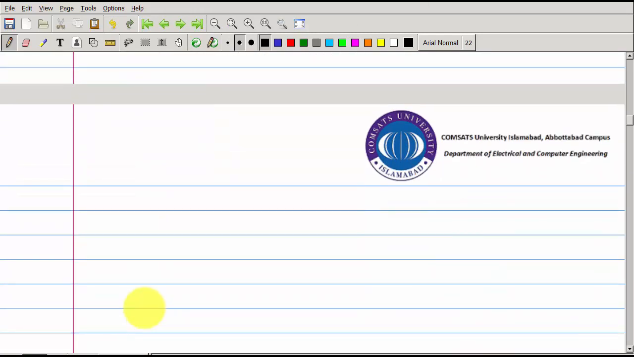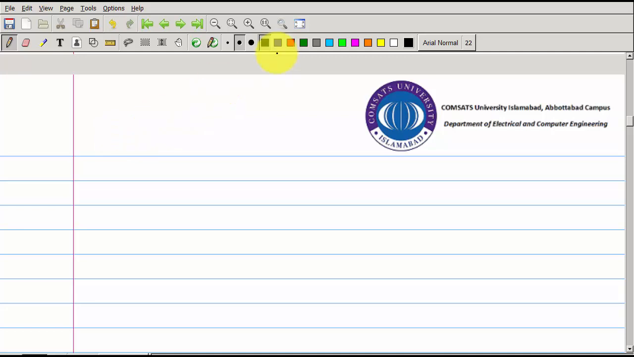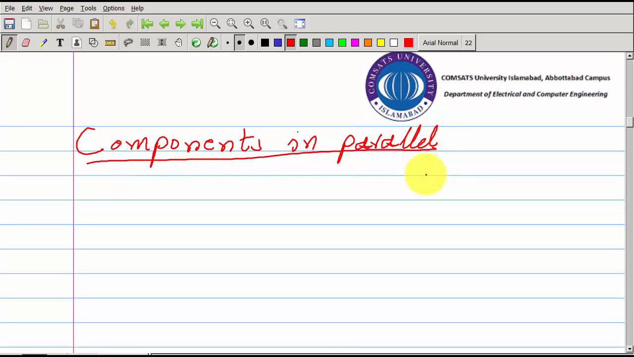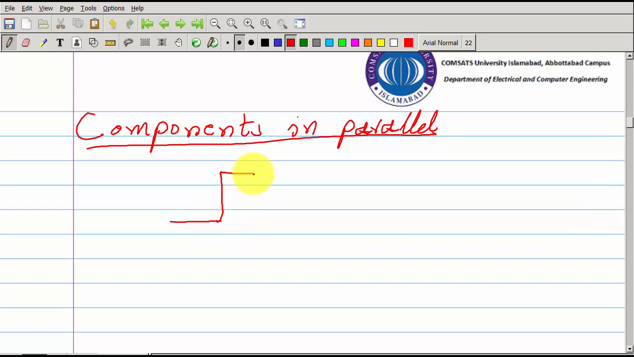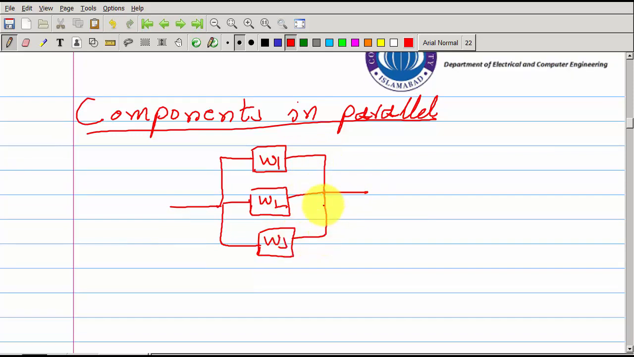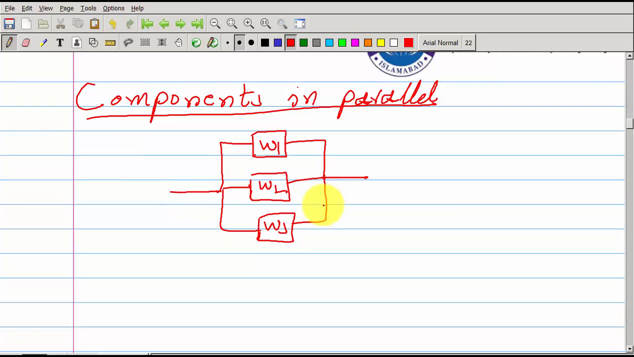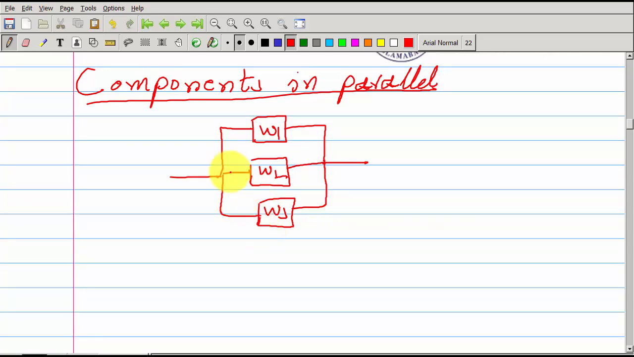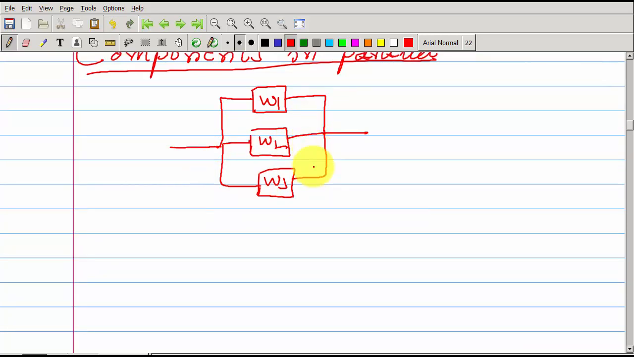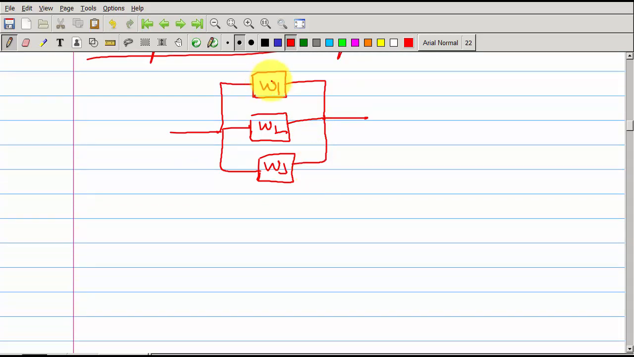Now, components in parallel. Say we have W1, W2, W3. In this kind of setup, even if one of the components is working, our signal will pass through, or our system will work. So how can we find the probability of success here? First we look at the probability that it will fail, because that is easy to find.